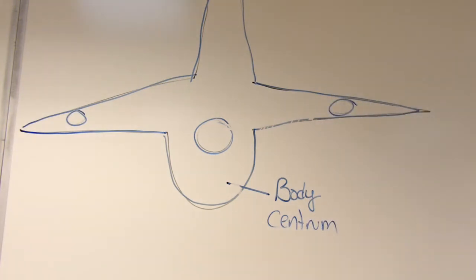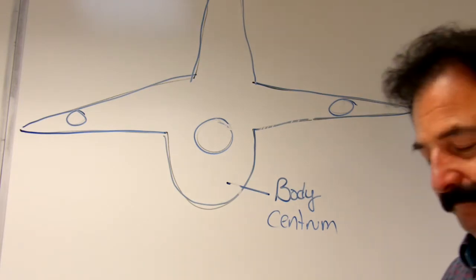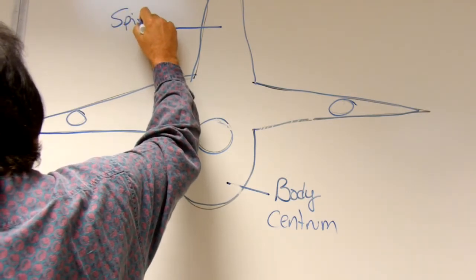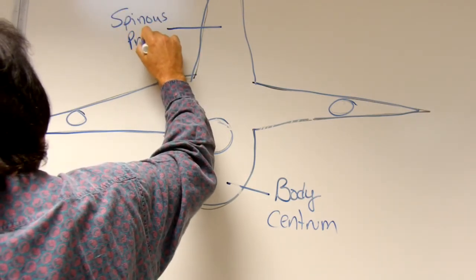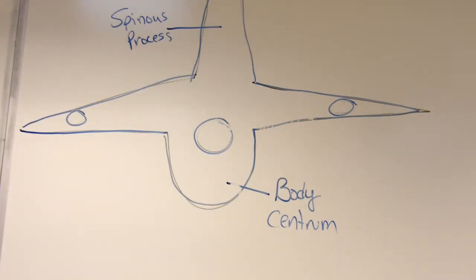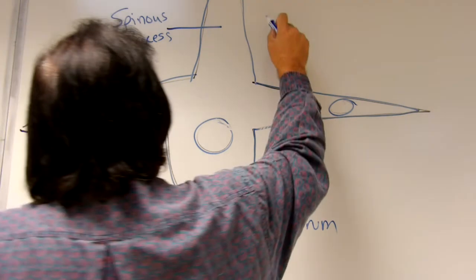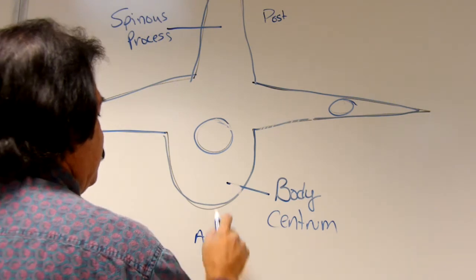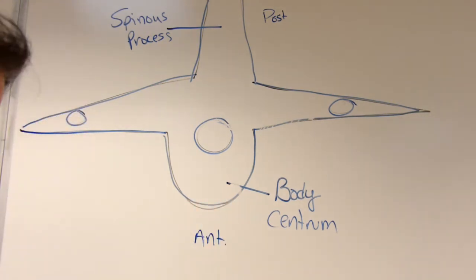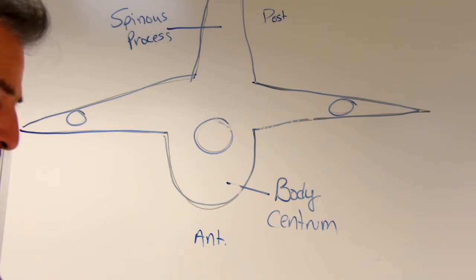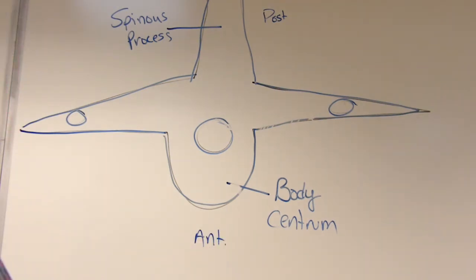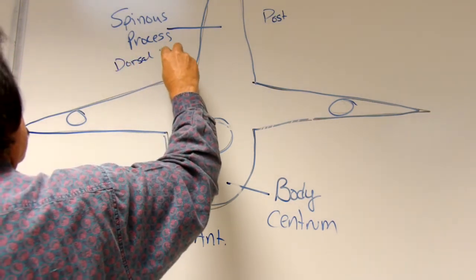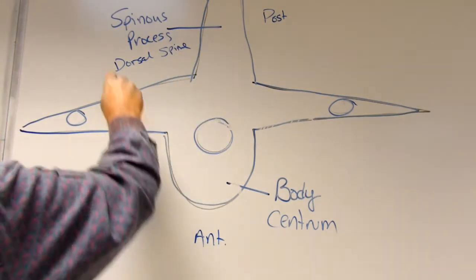Next structure that I'm going to go over is this process in the back. It is the spinous process, and that is in the posterior position. The body is found in the anterior position. So that is your spinous process, also known as the dorsal spine. Okay?